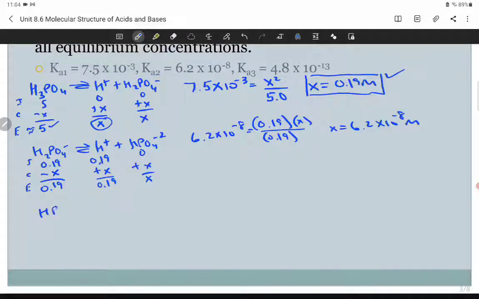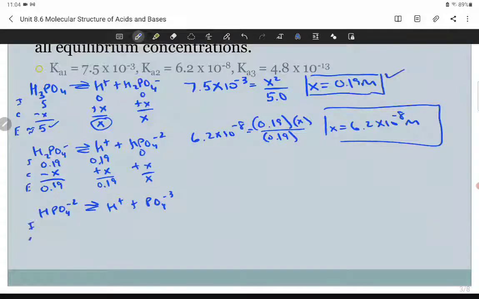equilibrium. And the HPO4 minus 2 that we produced has the ability to make H positive, and this time phosphate. ICE like we did before. How much HPO4 minus 2 do we have? Remember, we made 6.2 times 10 to the negative 8th minus X. We're still going to say these assumptions. We'll see if we're on track with that.